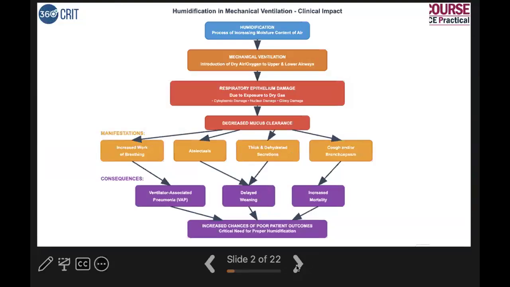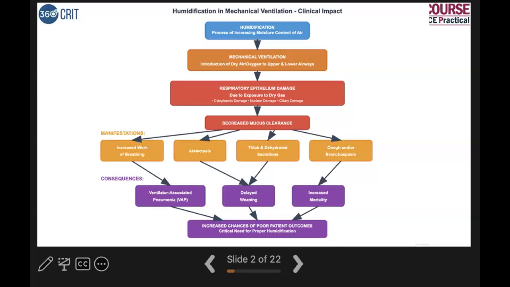Whenever a patient is on mechanical ventilation, you are artificially subjecting the patient's airway to a dry environment. This may cause respiratory epithelium damage due to exposure to the dry gas, where there could be cytoplasmic damage, nuclear damage, ciliary damage. So when the mucosa and the cilia are affected, there is going to be decreased mucus clearance, and the patient is going to have increased resistance.